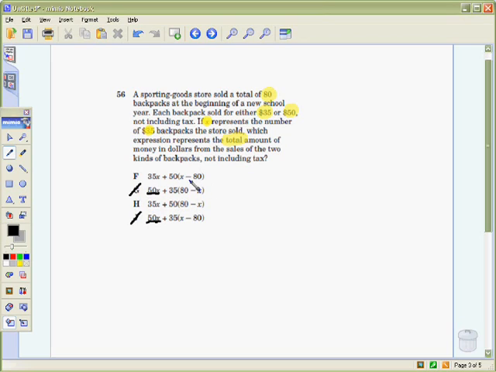So now I need to look at the other part. What is 50 associated with? Since we have a total number of 80 backpacks, if I subtract away the number of $35 backpacks, that should give me an expression. 80 minus X should represent the number of $50 backpacks. Therefore, H is going to be my correct answer.